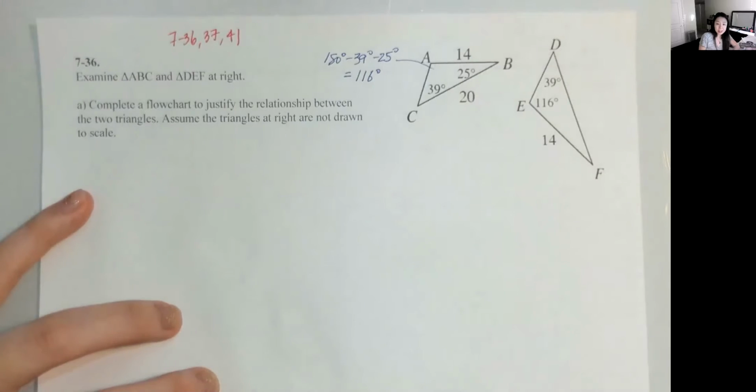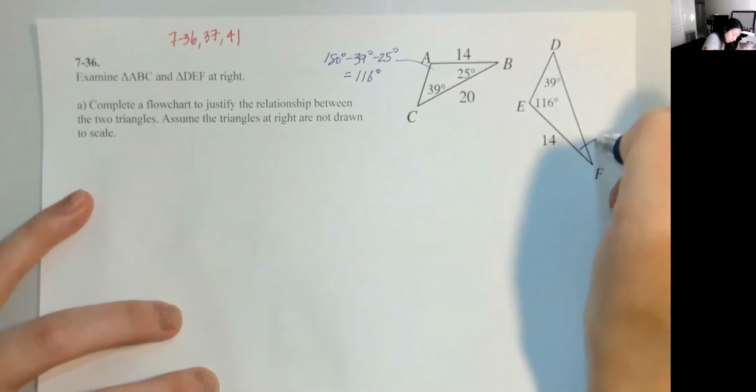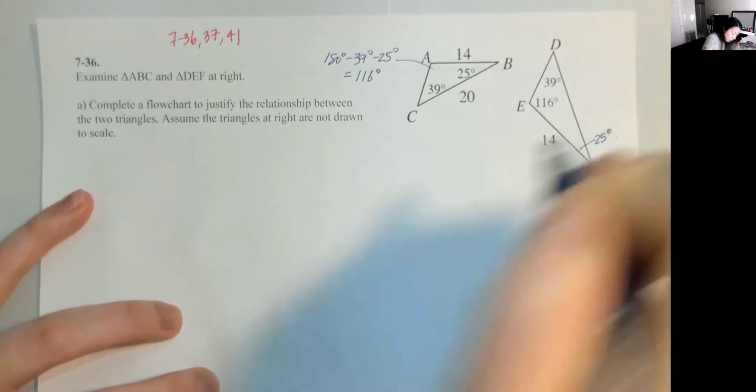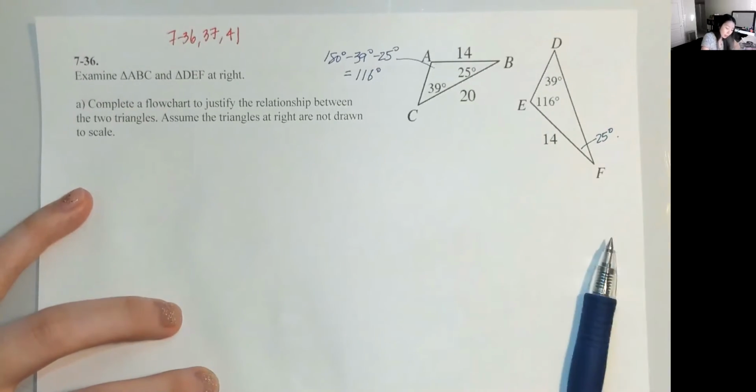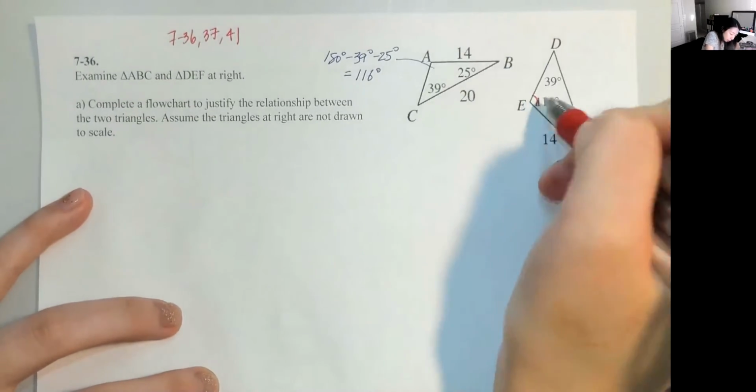Angle A is 116 degrees, and then this one was 25 degrees. And since they have 16 degrees in common, they both have 116 degrees.